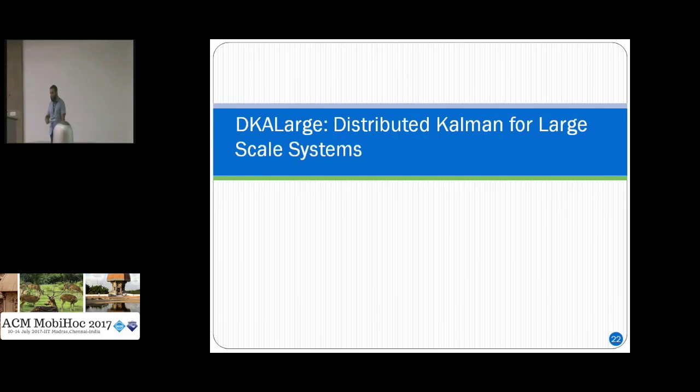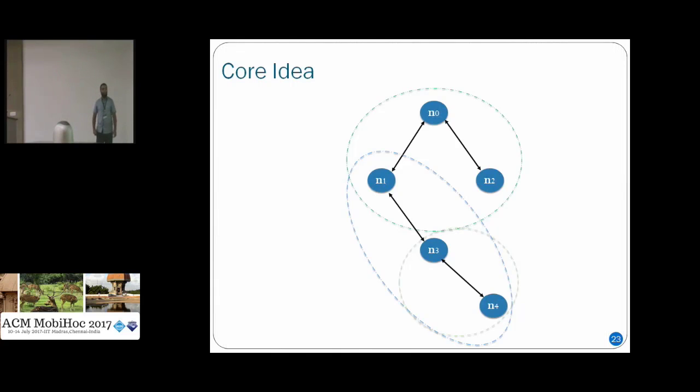The DCAD-Large is a distributed Kalman filter for large scale systems. So the core idea is the following: we have a bunch of nodes. Each node will keep track of only its neighbor. We don't need to keep track of the faraway neighbors. For example, N4 doesn't need to keep any track of node 0 and so on. So as you see, we keep doing clustering based on your neighbor's hop.